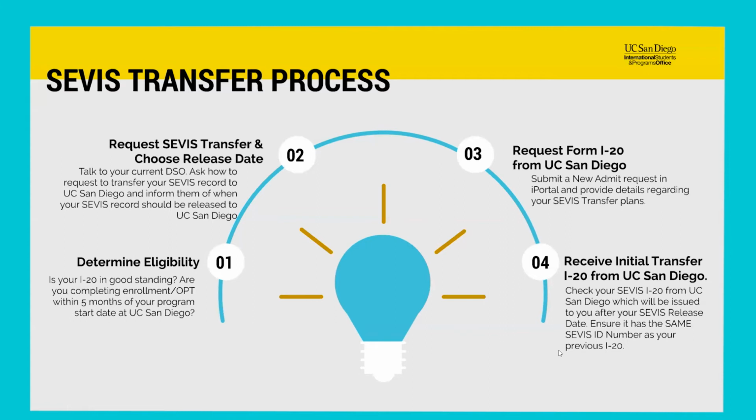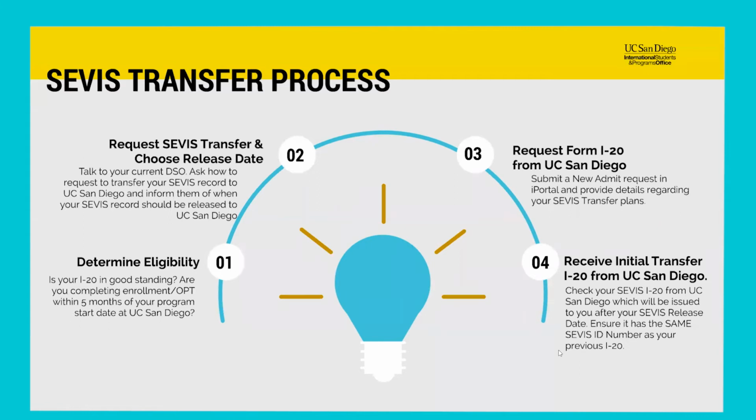And then you also want to inform them of when they are to release your SEVIS record and your I-20 to UC San Diego. You need to tell them when to do that. And we'll talk about what an ideal date is to choose for that SEVIS release date, or also known as the date of when they're going to give UC San Diego your SEVIS record. Okay, but knowing that process, because it requires them to do something on their end, is really important.